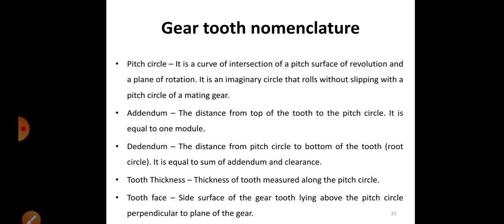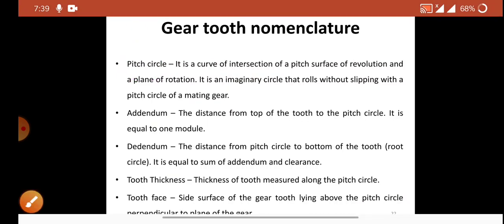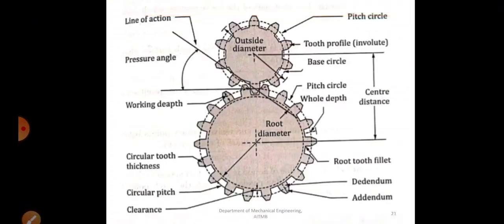First is the pitch circle. So what is this pitch circle? It is a curve of intersection of a pitch surface of revolution and a plane of rotation. Or you can say it is an imaginary circle that rolls without slipping with the pitch circle of the mating gear. If you look at this diagram, we have a larger gear and a smaller gear.